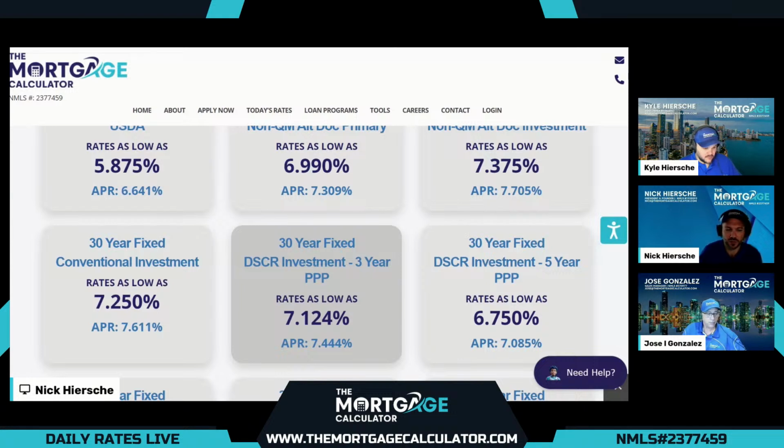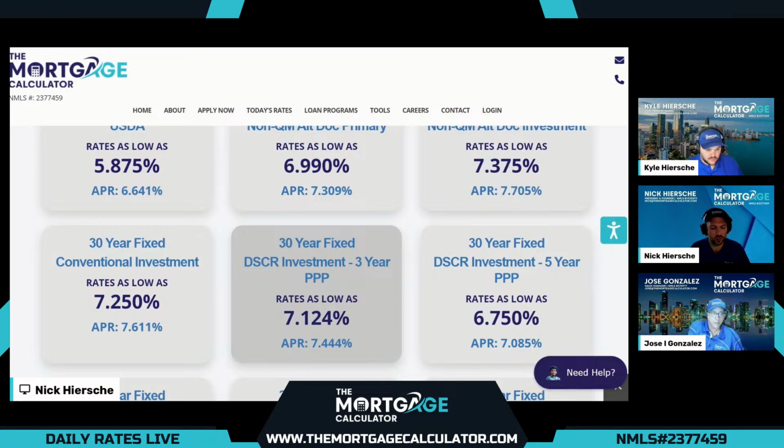DSCR stands for debt service coverage ratio, no employment, no income needed. Simply use the estimated rents from the appraisal to determine a DSCR ratio. If the estimated rents can cover the expenses, aka the property cash flows, that's a ratio of 1 or more, which is preferred. For all these options, we put a ratio of 1.5 so we could see all of the programs here.